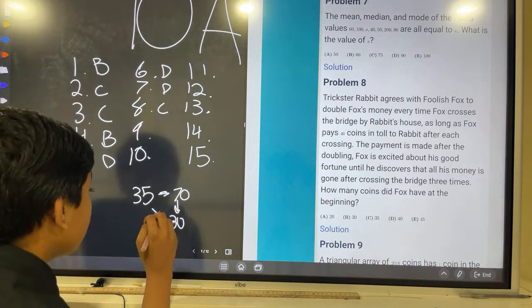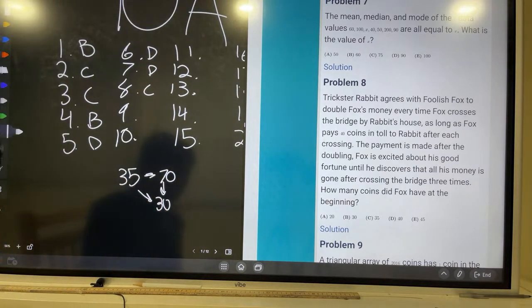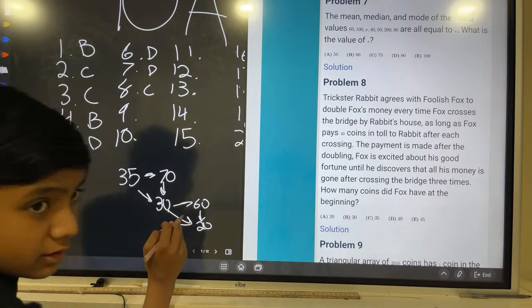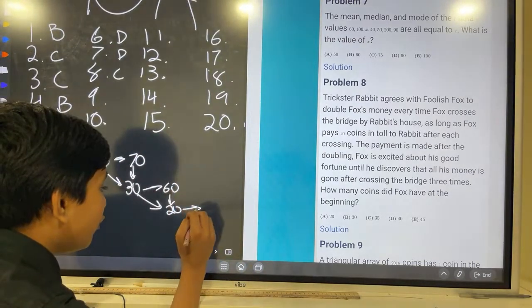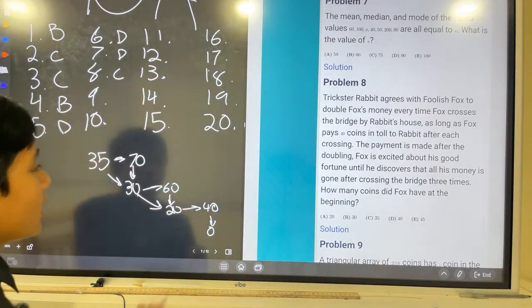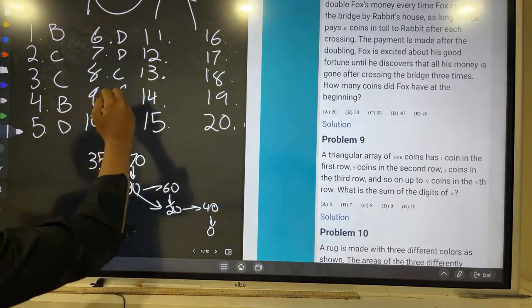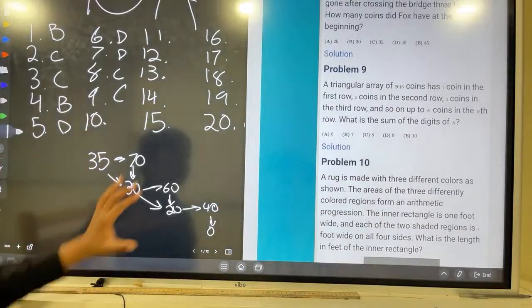I don't know how he didn't notice that. And he went from 30 coins to 60 coins to 20 coins. I don't know how he didn't notice that. Then he went from 40 coins to 0 coins. My god, this Fox is an idiot, bro. Freaking idiot. Okay, so let's see.